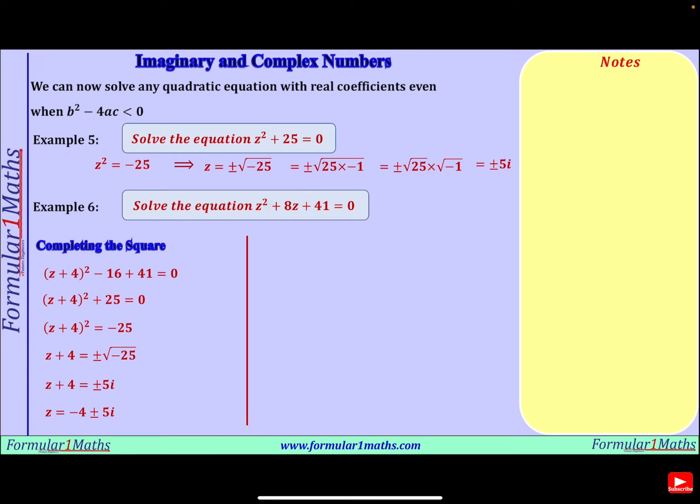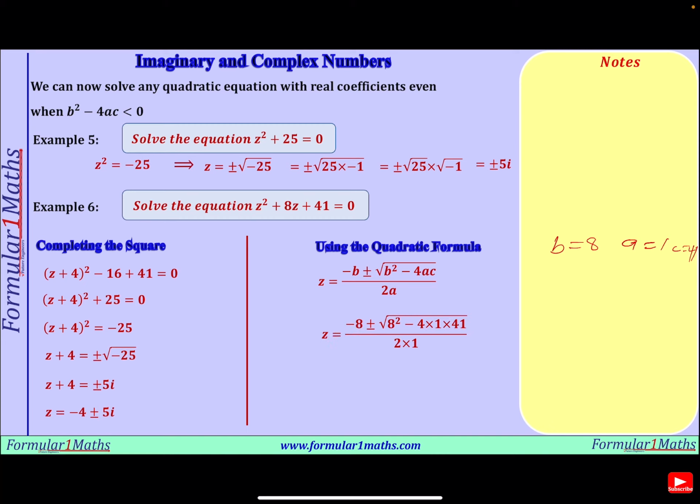Now let's try using the formula. So using the quadratic formula, which is this, we just substitute our values for b, a, and c. We know that b is 8, a is 1, and c is 41. So let's do the substitution.